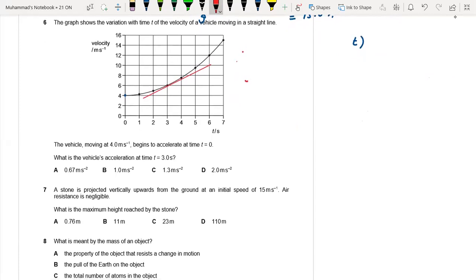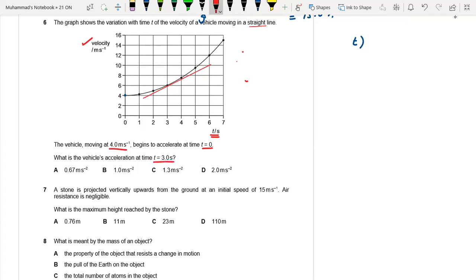Question 6 is, the graph shows variation with time t of the velocity of a vehicle moving in a straight line. So this is a velocity-time graph. On the vertical axis, we have velocity, and on the horizontal axis, we have time. The vehicle moving at 4 meters per second begins to accelerate at t equal to 0 seconds. What is the vehicle's acceleration at t equal to 3 seconds?